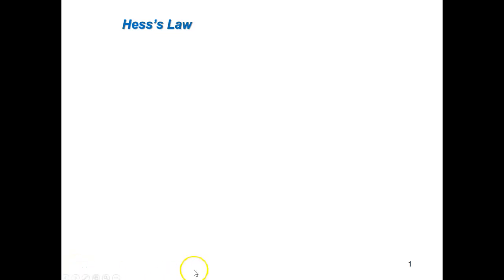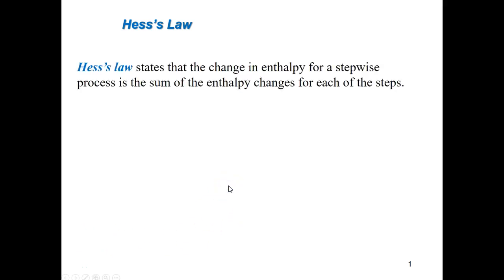Let's look at Hess's law. It's an important law in thermochemistry, and it states that the change in enthalpy for a stepwise process is the sum of the enthalpy changes for each of the steps.